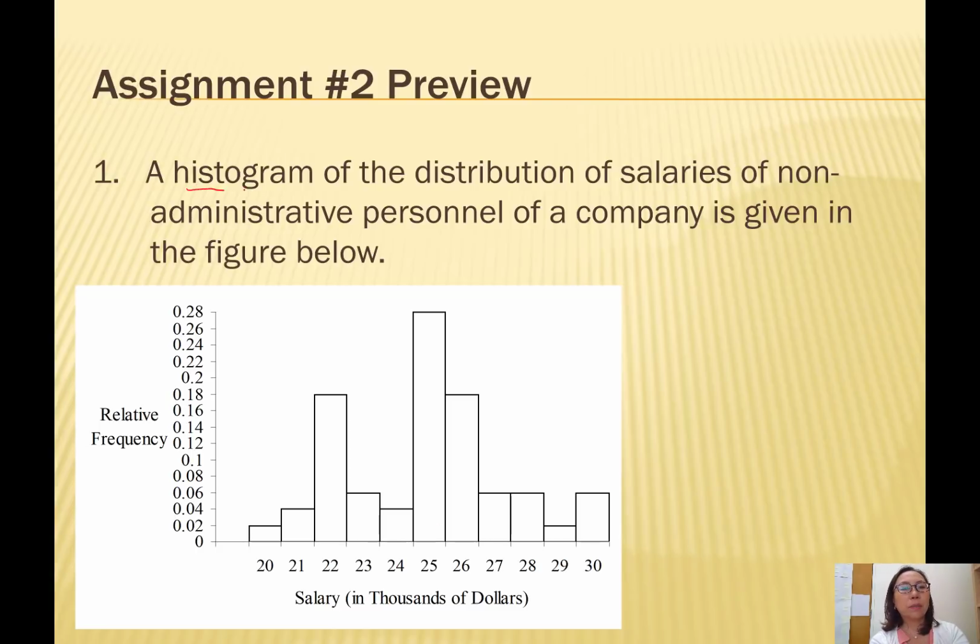And you also see the word histogram here, right? A histogram is given below. So this is a graph of this company's salaries, right, given out at this company. And you see the numbers 20, 21, 22, and so forth. And they should be read in thousands of dollars. So 20 represents 20,000, 21 represents 21,000, 22 represents 22,000, and so forth.